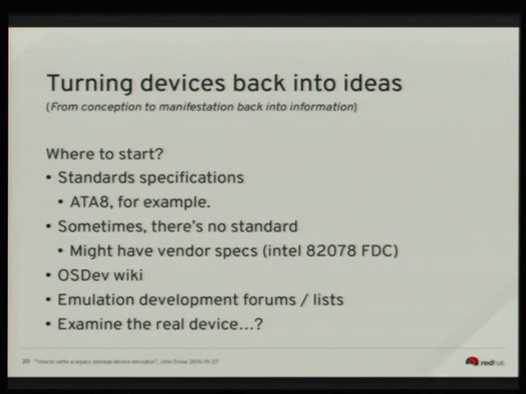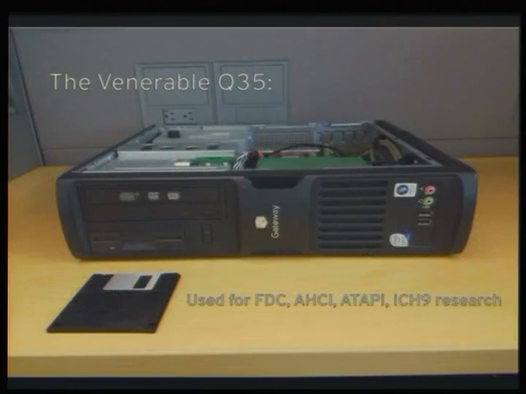And maybe the best way to figure out how to turn a device into an emulator is to examine the real device. This is my qubit work. This is a physical Q35 machine. It's the latest PC chipset we've added to QEMU, and I use this to investigate the real behavior of the CD-ROM, the floppy, and the Southbridge chipset to make sure that our emulation is on point. It's not fun to use this, but there it is.